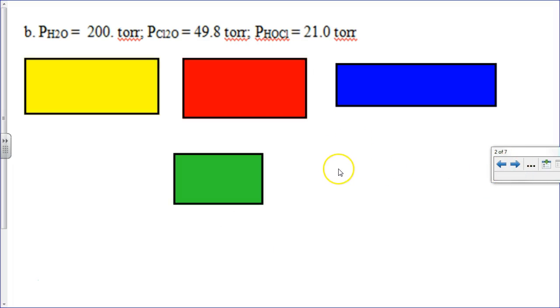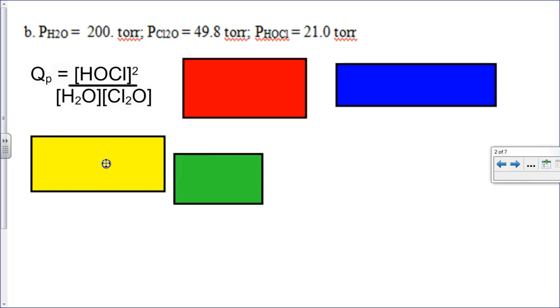Okay, exact same equilibrium, exact same question, different conditions. So once again, we have our Qp set up for us. Okay, you can pause the video right now and plug in those numbers, please, and give this a shot before I reveal the answer.